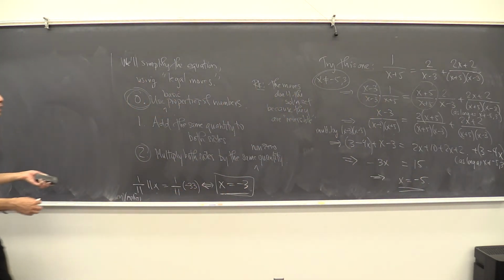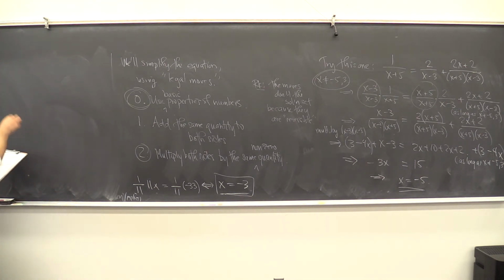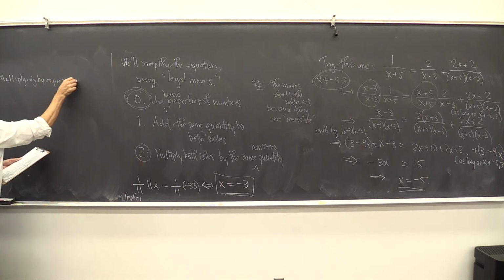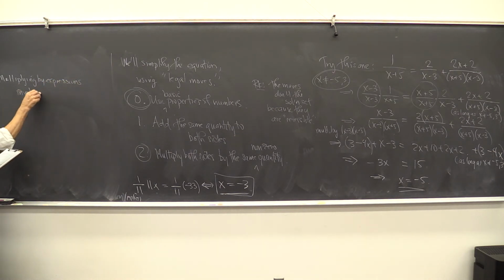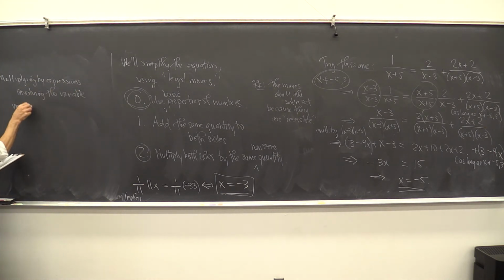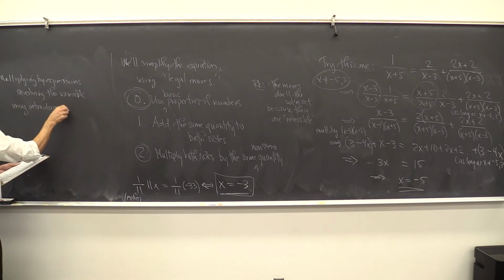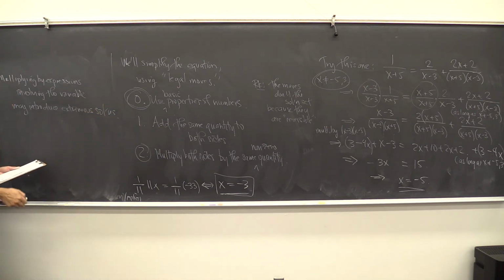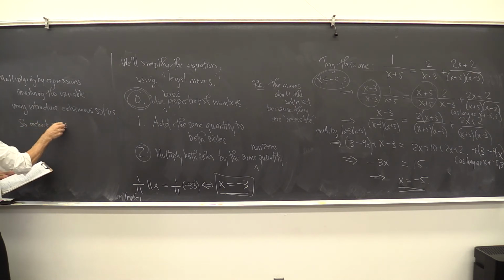And then the other way is the book gives the following advice. It says, multiplying by expressions involving the variable may introduce extraneous solutions. So recheck solutions in this case.